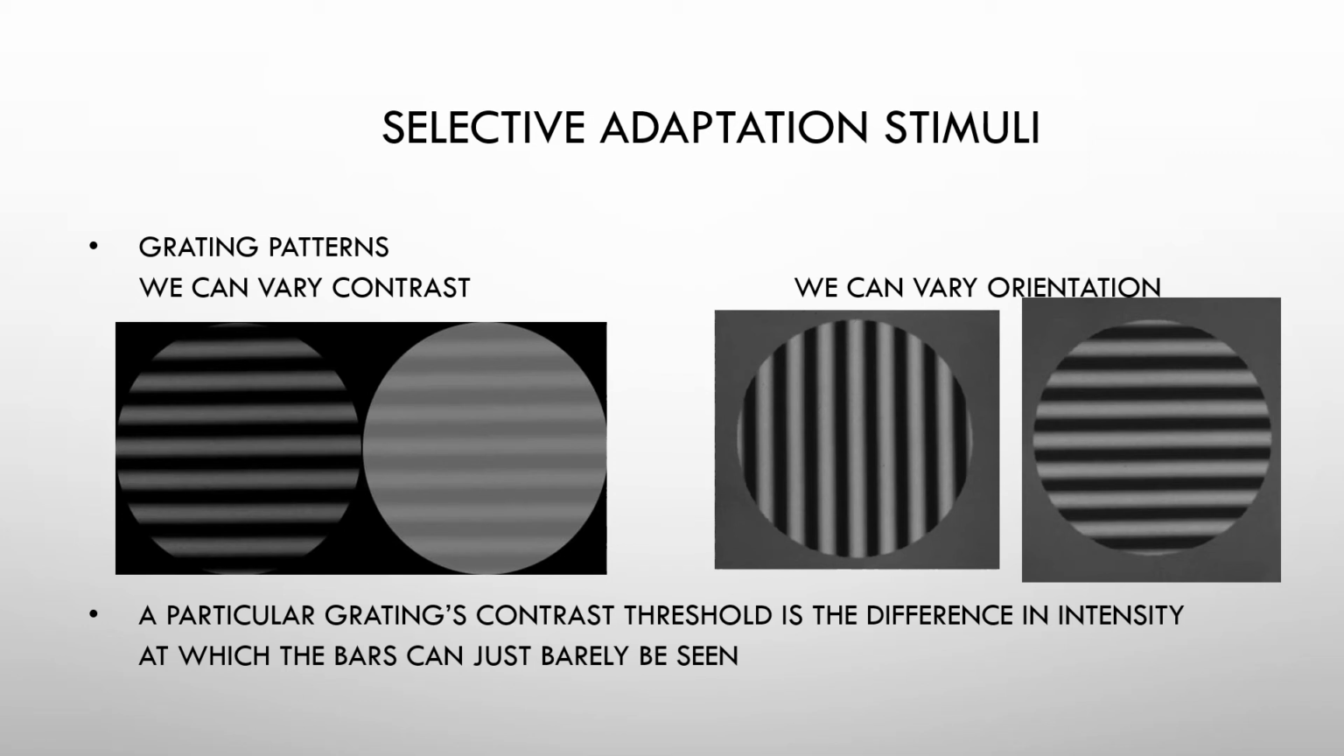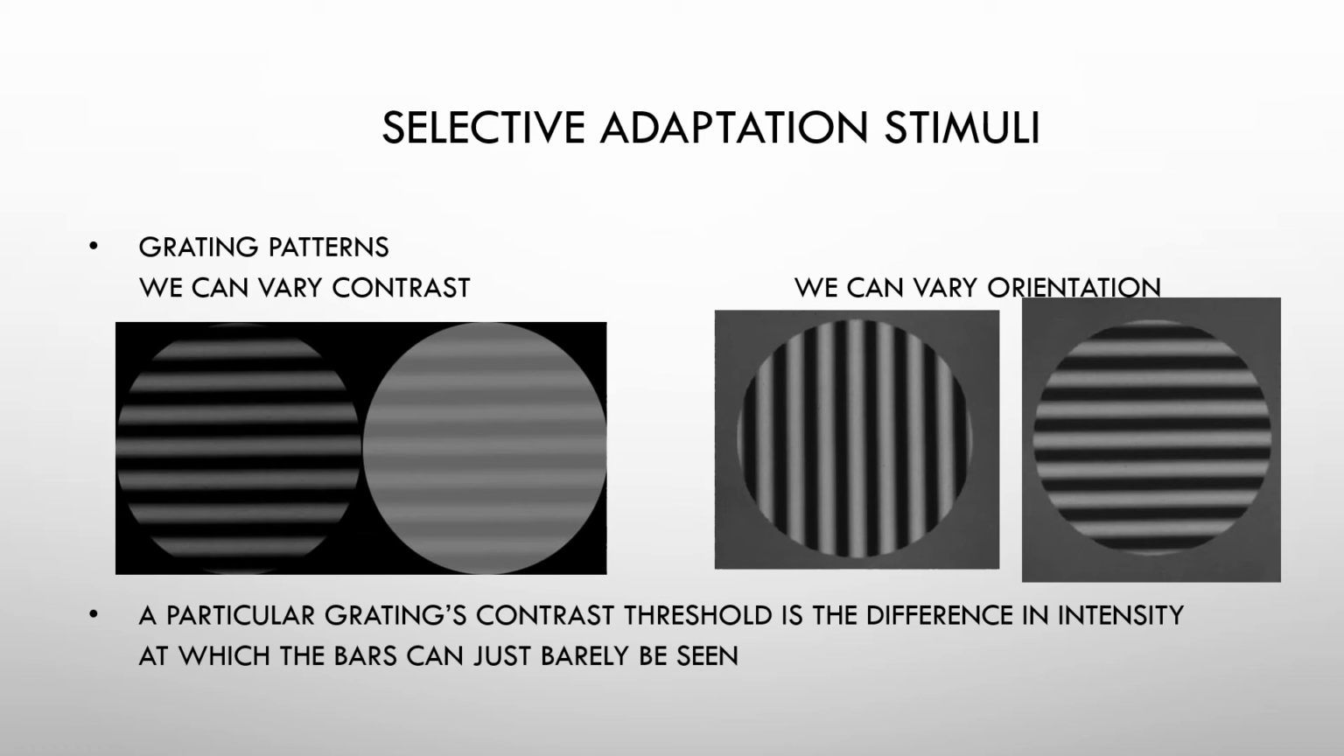We can also vary the orientation. As I said, I gave the example of vertical lines, but we could use horizontal lines, and we've used oblique lines, so that we can look at this selective adaptation of these various orientations of line. When we look at the grating patterns, a particular grating's contrast threshold is the difference in intensity at which the bars can just barely be seen. So we're looking for another kind of absolute threshold, but in this case, it's contrast.